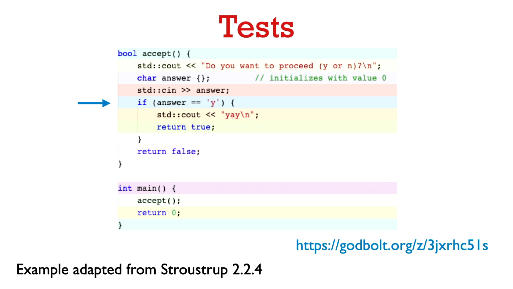In the next line, we have our conditional. We check if the user entered the character y, and if they did, then we print yay and return true. And we're only going to reach this line of the program if the user did not enter y, and in that case, we're just going to return false.